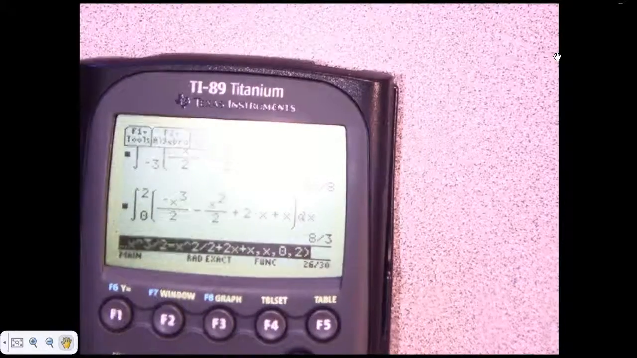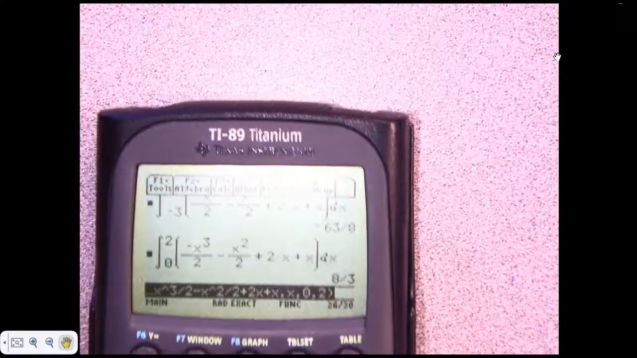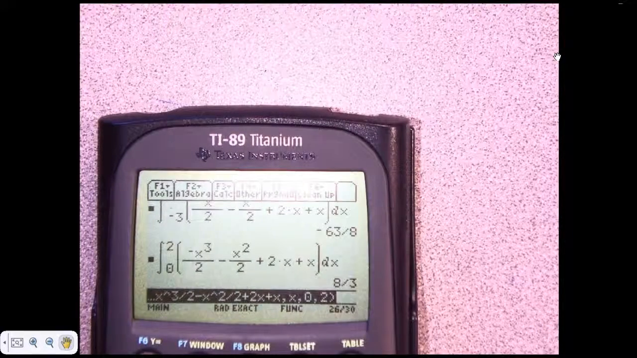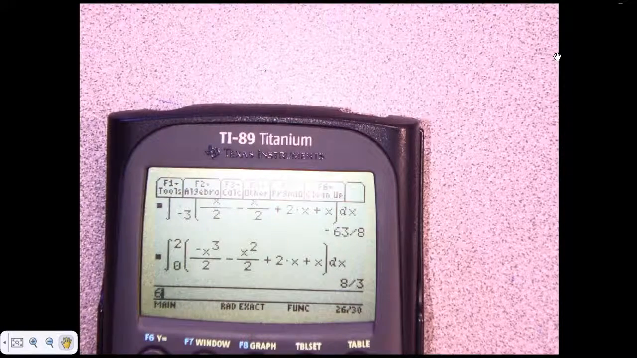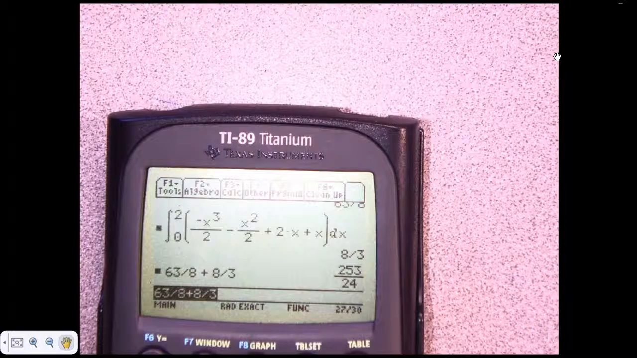You guys getting the same stuff? No. I got 57 over 8 for the first one. Are other people getting 57 or are you getting 63? Somebody talk! So we did 63. So what do you have, Quinn? Well, I can check my answer. So 63/8 plus 8 thirds is 253 over 24, which is A, which is right.